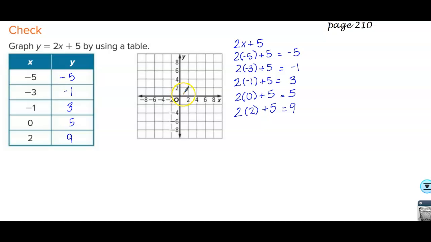So now we're going to graph these, and you'll notice that this graph is set up so that each line is a value of 2. So we're going to have to estimate here. Negative 5 would be right in between these two, and then right in between these two. So we're looking at a point right smack in the middle of that box there. And then negative 3, negative 1 would be right there. Negative 1, 3 would be right here. And 0, 5 would be here. And 2, 9 would be here.